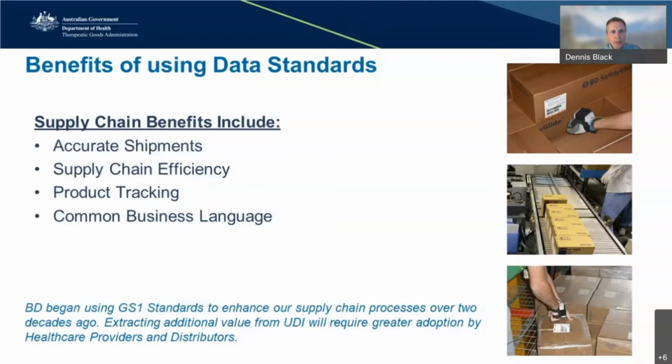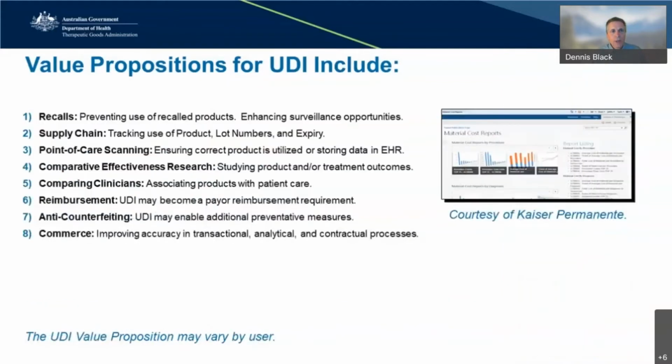So we have a long history of this, and we do believe that there are benefits in using data standards and implementing this within our internal supply chain. But if we look at UDI, this now requires others to do something as well. It's not just about what we do to mark our products, but it depends on what the distributors and healthcare providers and others in the healthcare supply chain ecosystem can use our products for. So I think there are different value propositions for UDI, and I've got 8 items listed here.